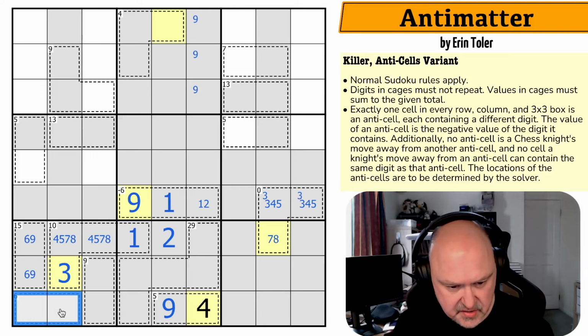So this is either 1-8 or 2-7. And this is either 1, 5 or 2, 4. So if this is 8, 4, this is 1, 5, and this is 2, 7. If this is 7, 5, this is 2, 4, and that's 1, 8.